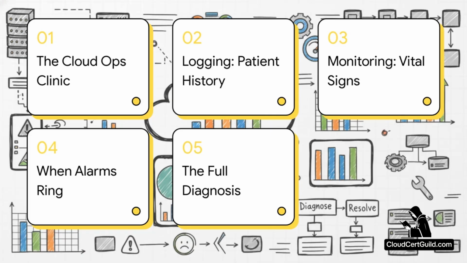Okay, so here's our game plan for this checkup. First, we'll visit our digital hospital, the Cloud Ops Clinic. Then we'll look at the patient's history using logging. After that, we'll check its live vital signs with monitoring. We'll see what happens when the alarms go off. And finally, we'll pull it all together for the full diagnosis.